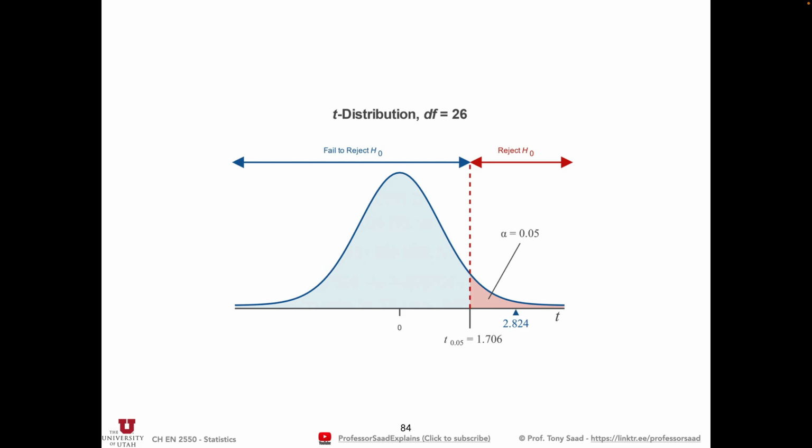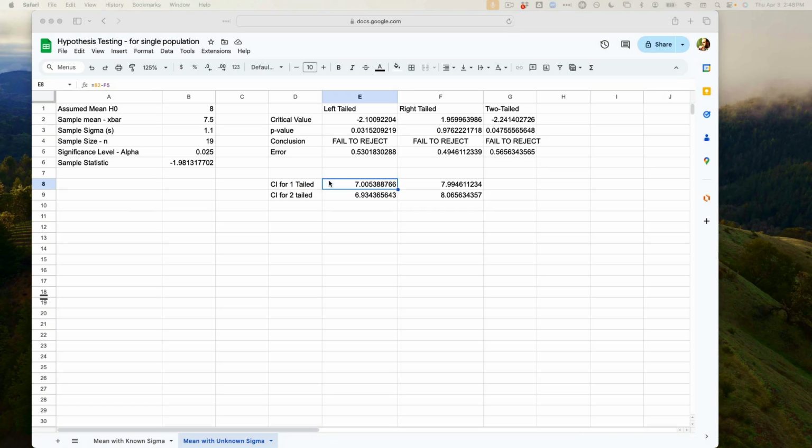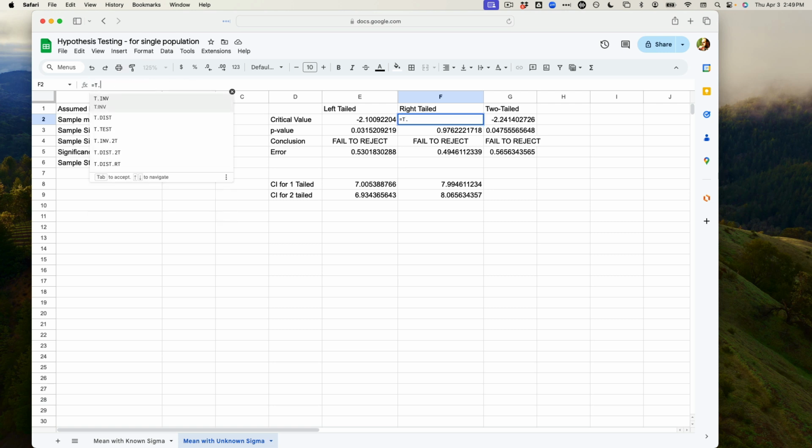Same thing with the p-value. So let's go ahead and build this into Google Sheets. So here I have to do the same thing. Either I can take the absolute value to do the right-tailed, I can take the absolute value of the left-tailed, or just do it directly from the calculation. So we could do a right-tailed distribution here.